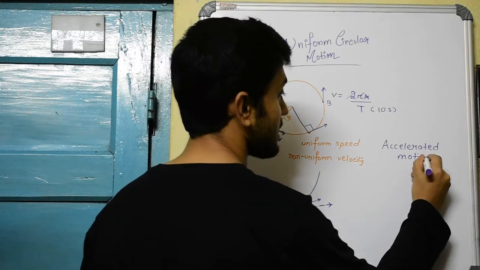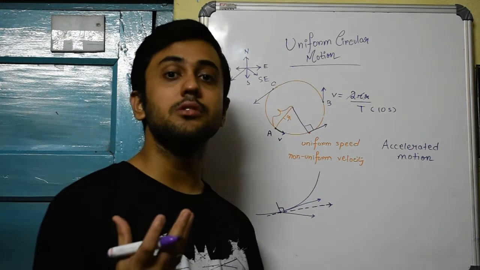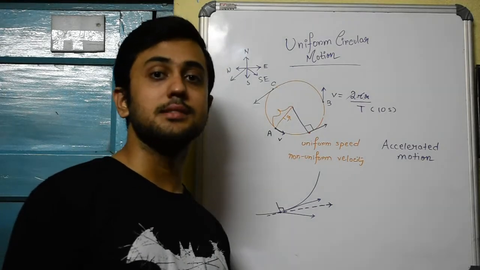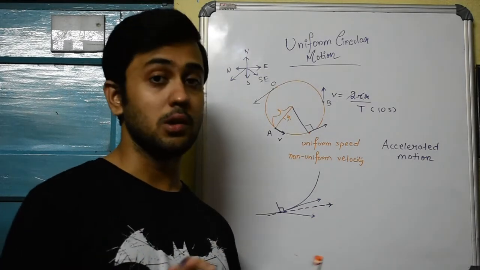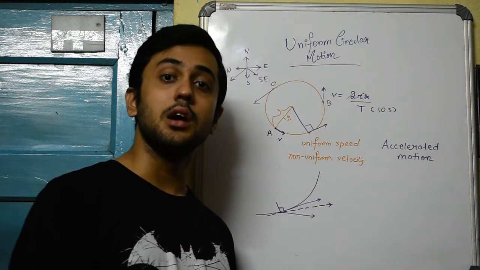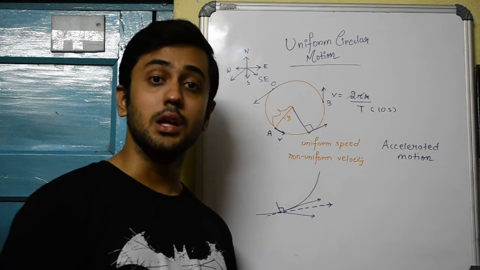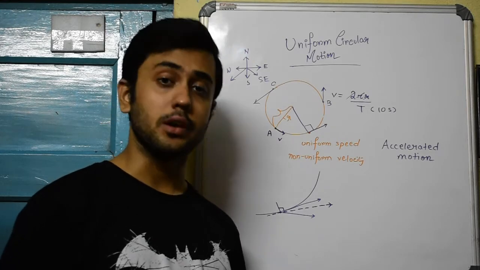Remember, acceleration does not mean that the magnitude of the body's velocity has to change, like 10, 20, 30 and so on. No. Acceleration might also mean that your magnitude is constant, but your direction is constantly changing. Even that is a kind of acceleration, because acceleration is a vector quantity.